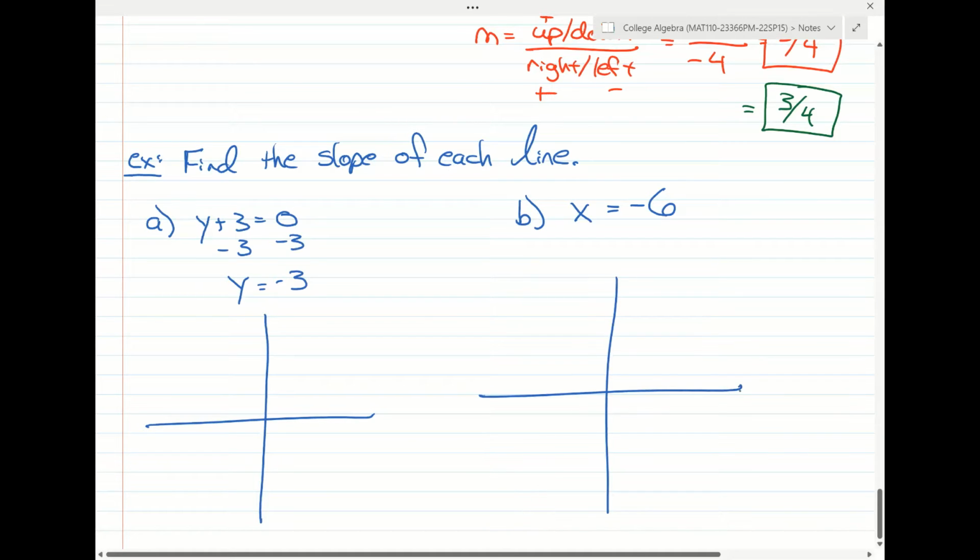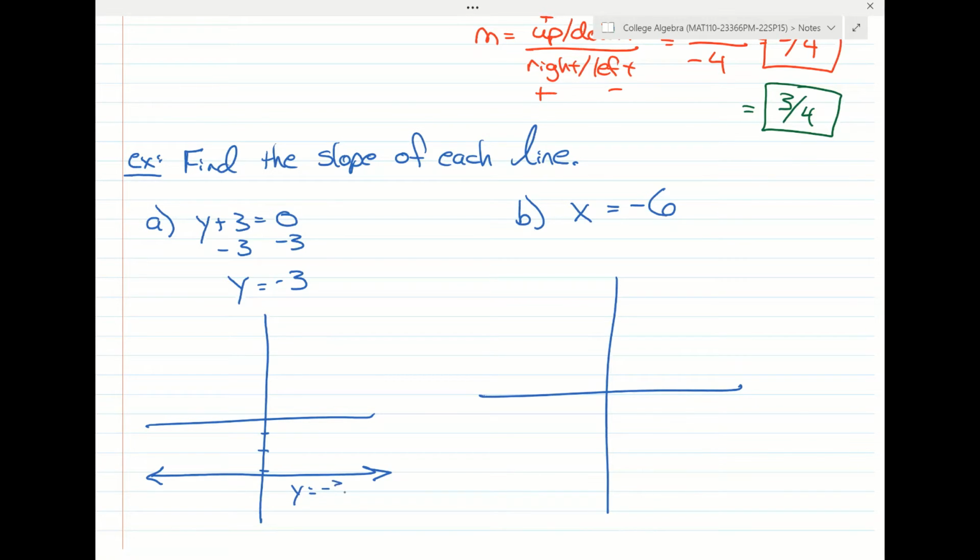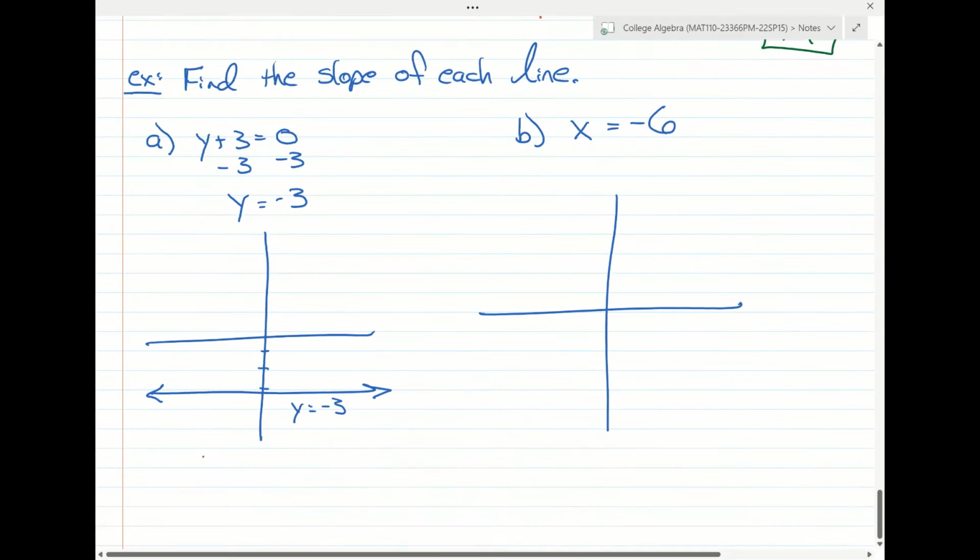You guys show me with your arms, what does y equals negative 3 look like? Is that like this, or is that like this? y equals anything. What does y equals anything look like? It's a horizontal line, right? So y equals negative 3 looks like this. When you have a horizontal line, the slope is 0. Because there's no top change. It doesn't go up or down.